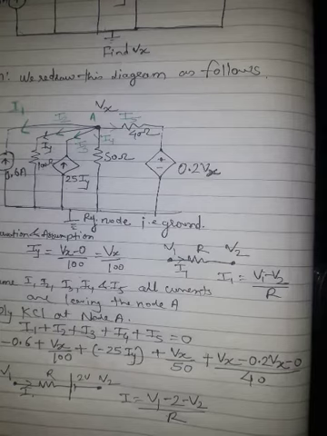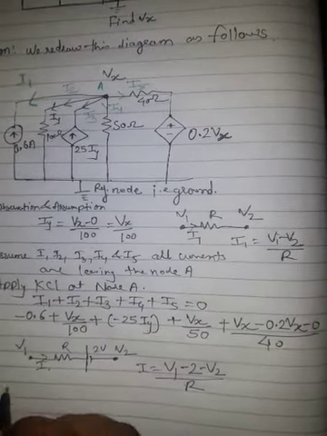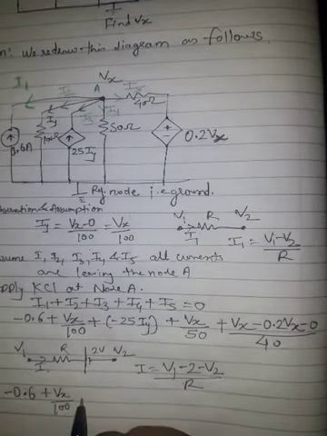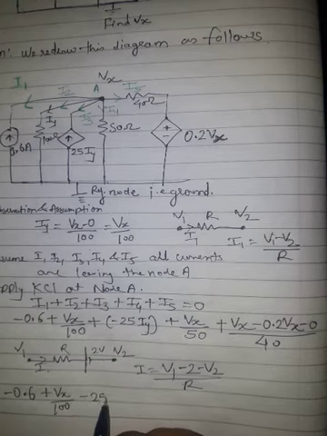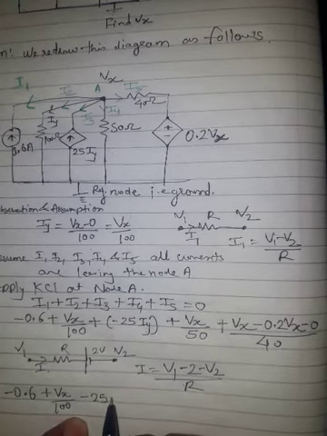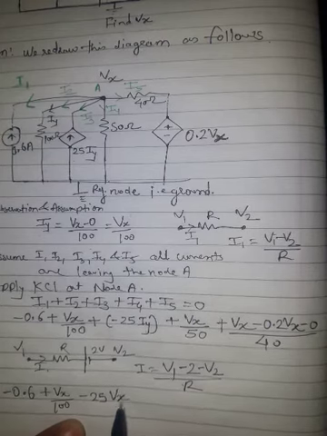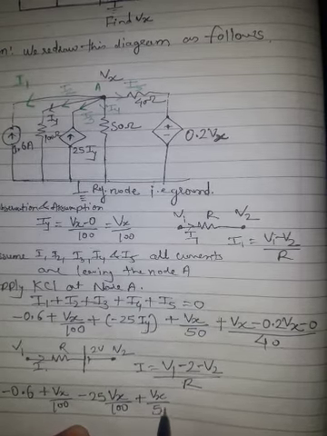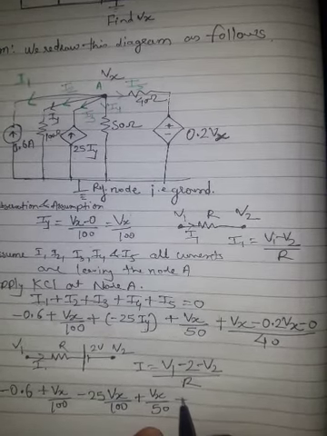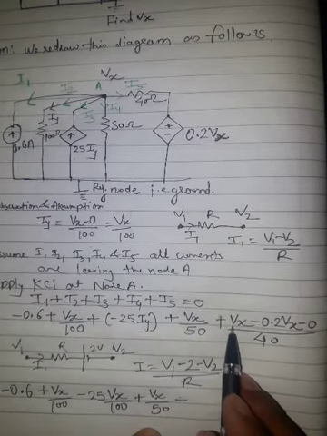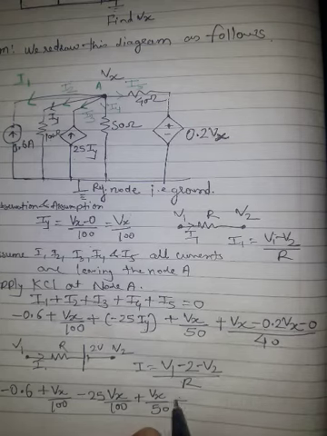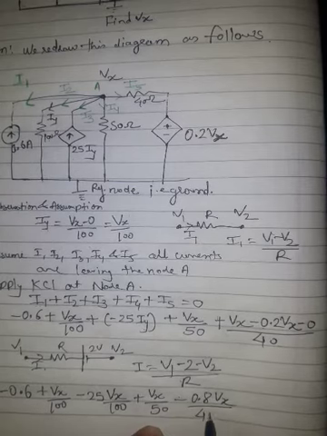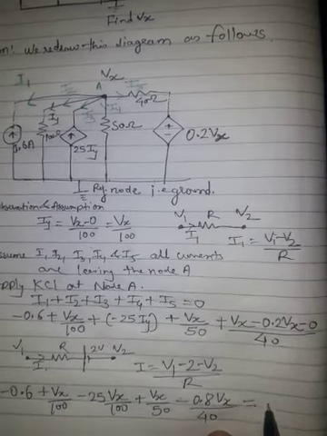After substituting the value, now the circuit equation becomes Vx upon 100 minus 25. What is Iy? Iy is Vx by 100 plus Vx by 50. So this is Vx minus 0.2 Vx minus 0.8 Vx upon 40 equal to 0.